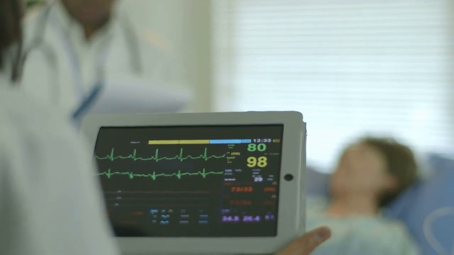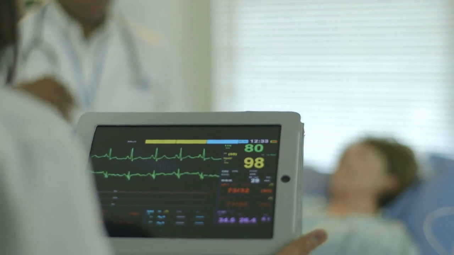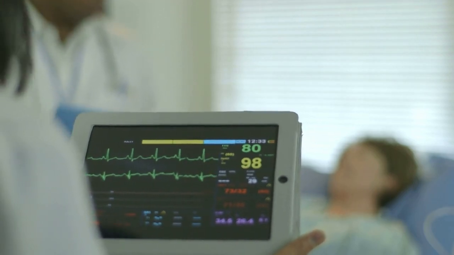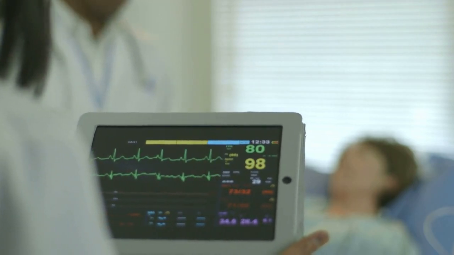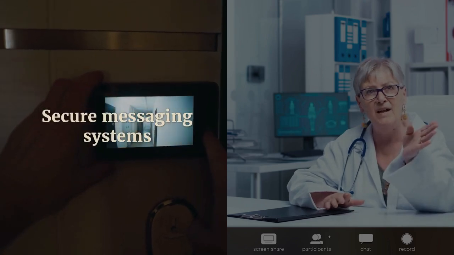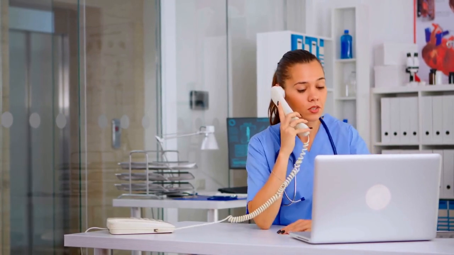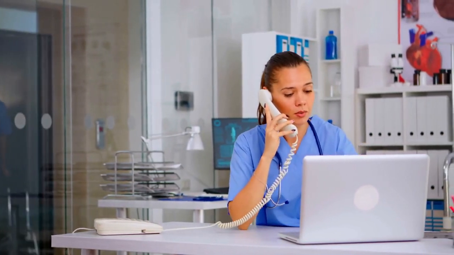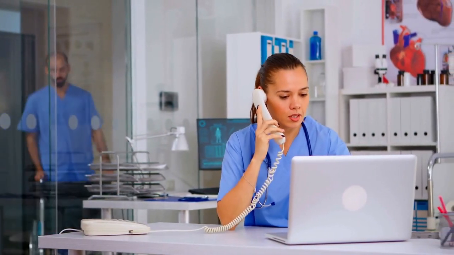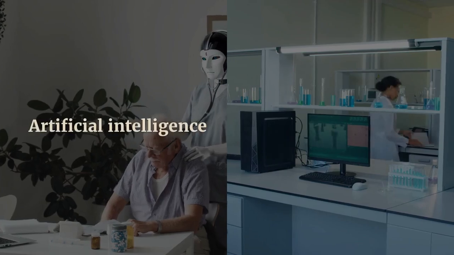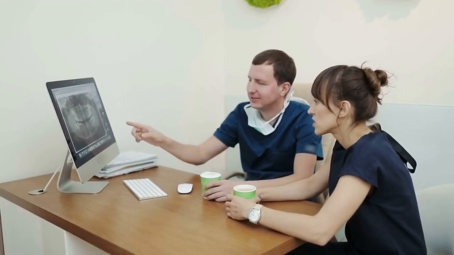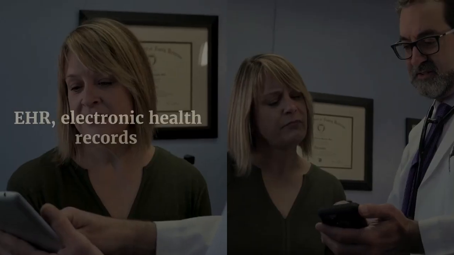Remote monitoring devices. Devices like glucose monitors, blood pressure cuffs, or wearable trackers provide real-time data that healthcare providers can review remotely. Secure messaging systems. Platforms compliant with privacy regulations like HIPAA enable confidential communication between patients and providers. Artificial intelligence. AI assists in triaging patient concerns, analyzing data, and offering preliminary insights to support decision-making.